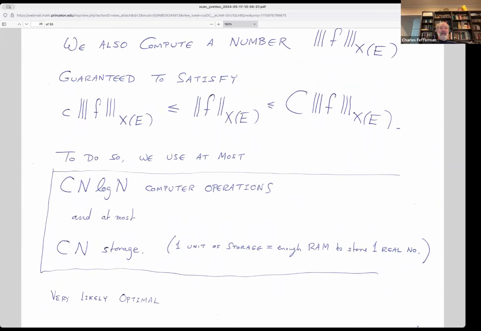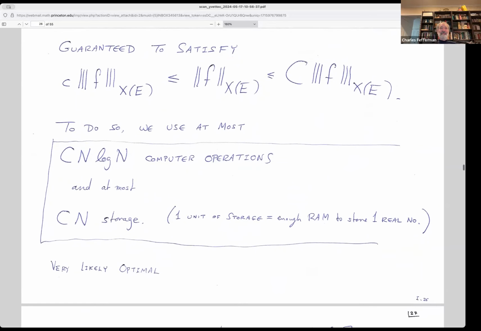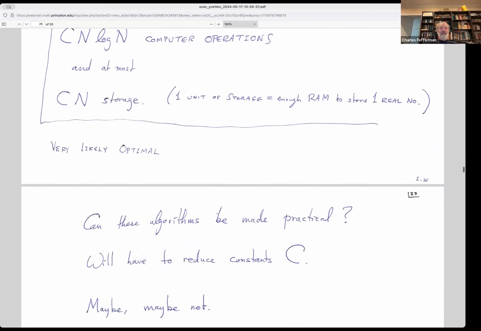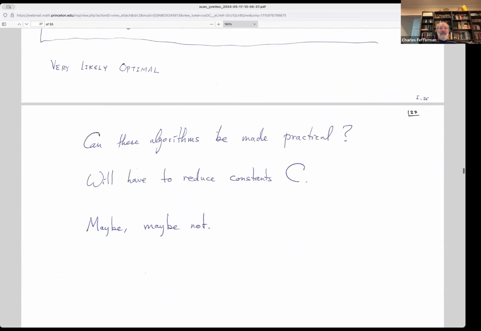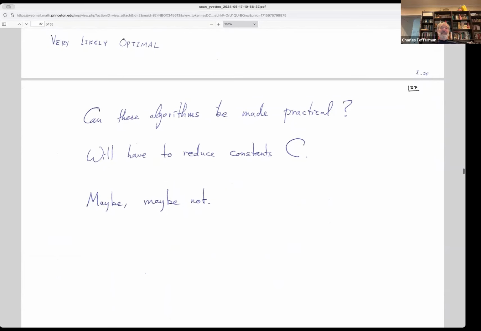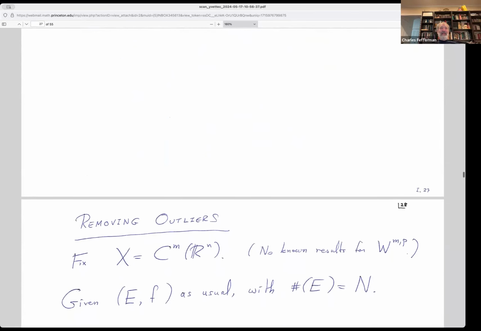And again, that's very likely optimal for very simple reasons. Okay. All right. And so here again on the slide is, can these algorithms ever be made practical? In order to do that, we have to reduce these controlled constants C, especially the constant C in the statement that the interpolant is C optimal. Can that ever be done? Can we ever do it? Maybe, maybe not. Okay, that's the status of that.